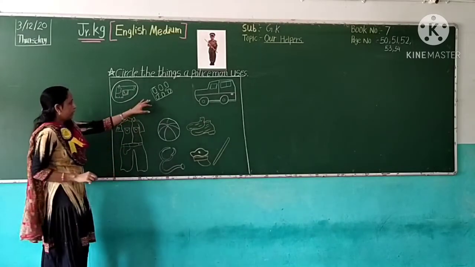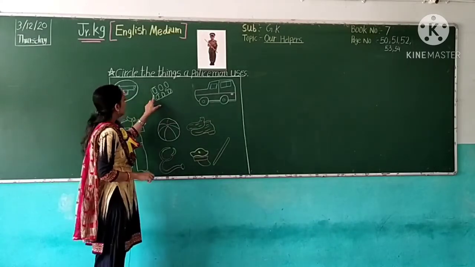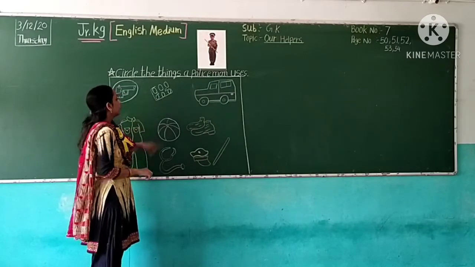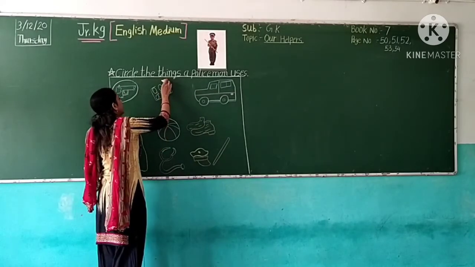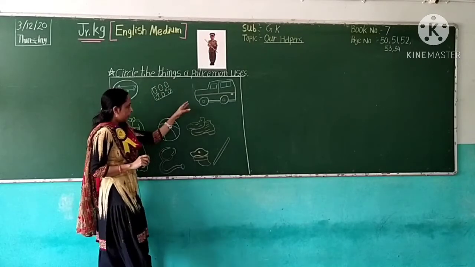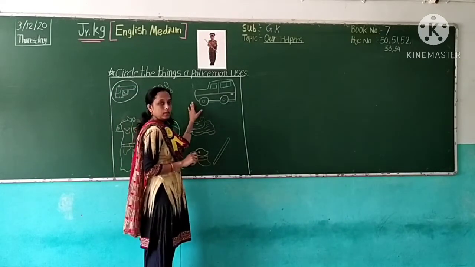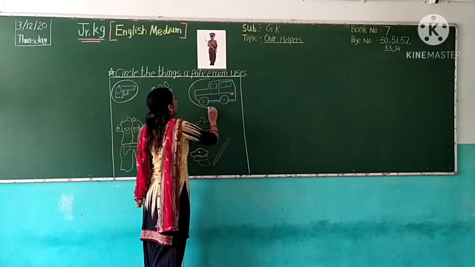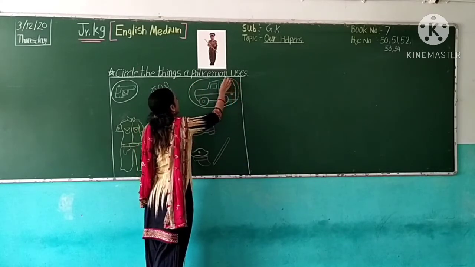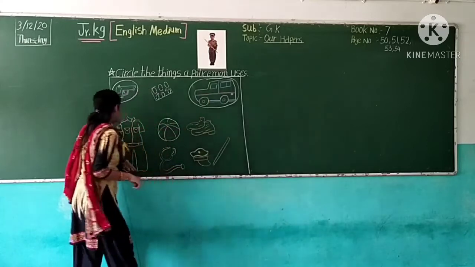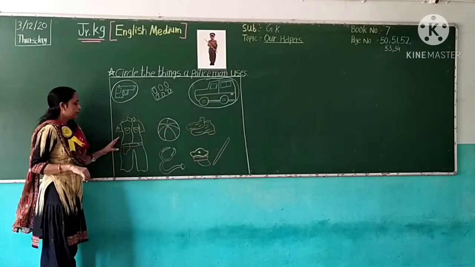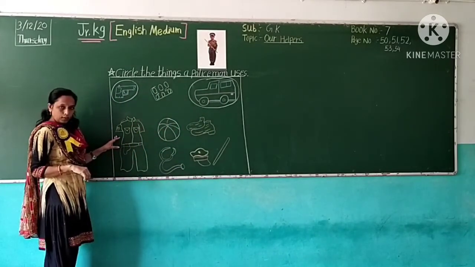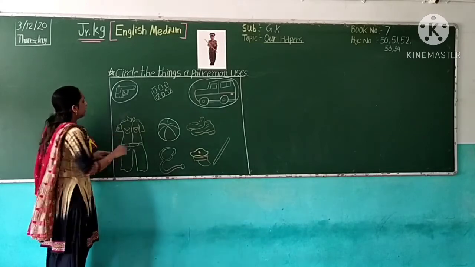And what is this? Egg. Are these things used by a policeman? No. So here we do not circle. Okay. Are these things used by a policeman? Yes. This policeman. Okay. Now next, look here. This cloth is used by a policeman. Yes.